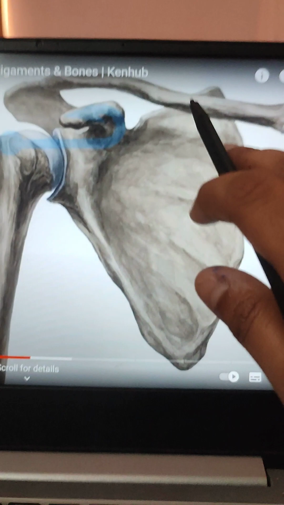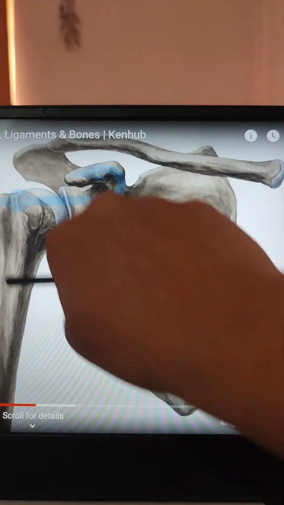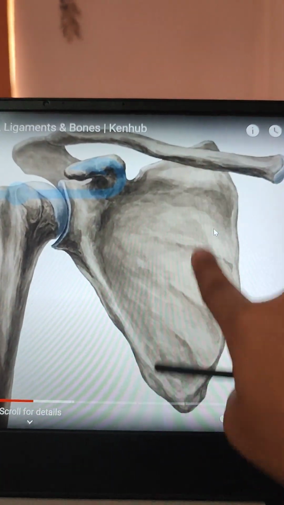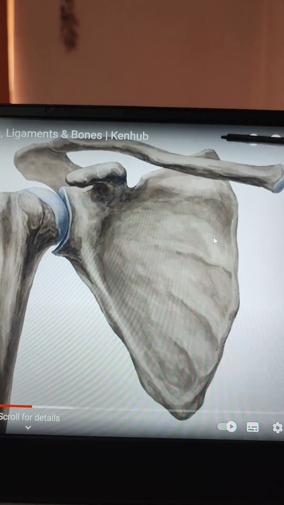Attachments are very simple. We'll do them from medial to lateral. Medial to lateral, thin medial border, first attachment.